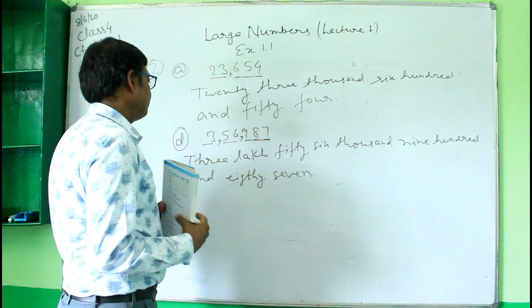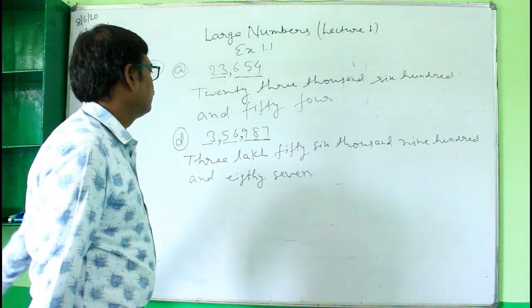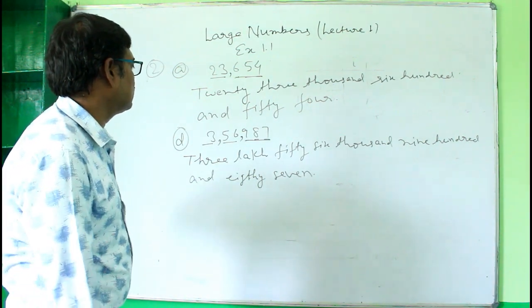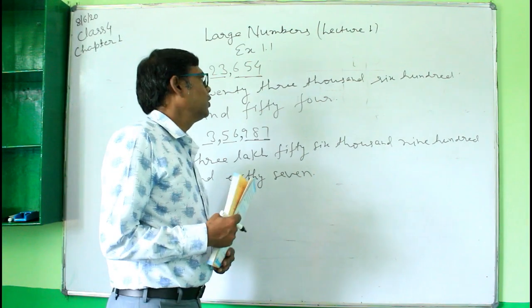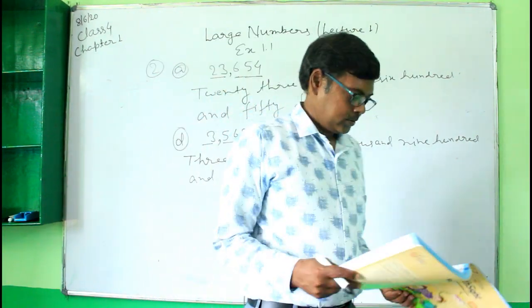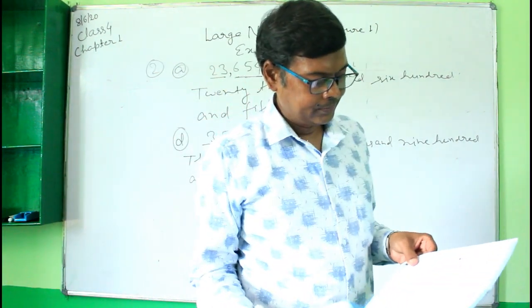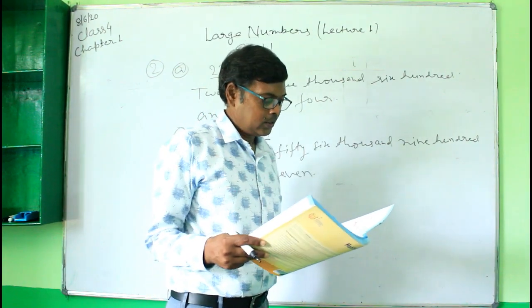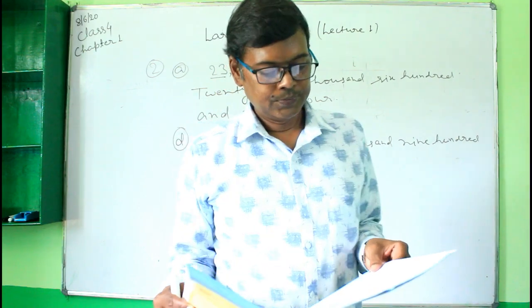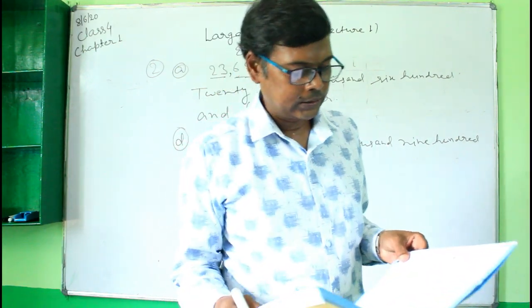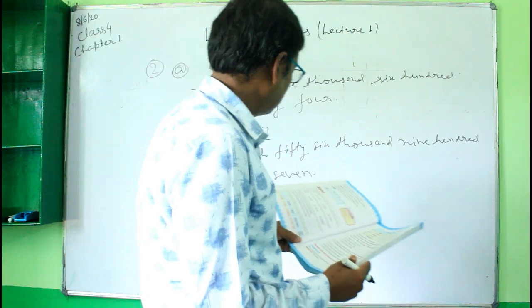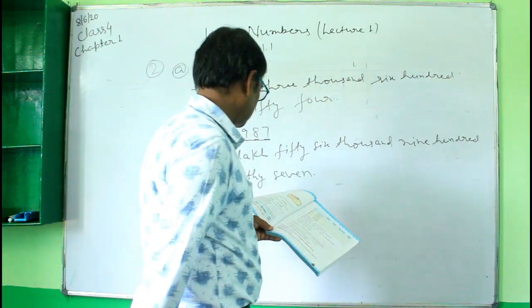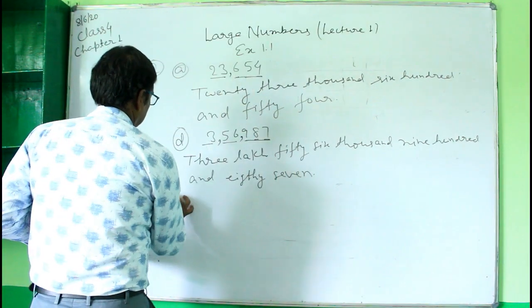So this is the number name of this: 3,56,987. Okay, so this is the meaning of the given number. The next is question number 3. Write the numerals for the given names with the help of a place value chart. Here you are given the number in words, then write the name of this.